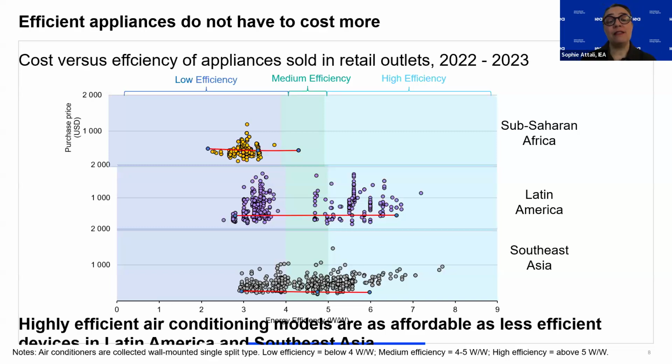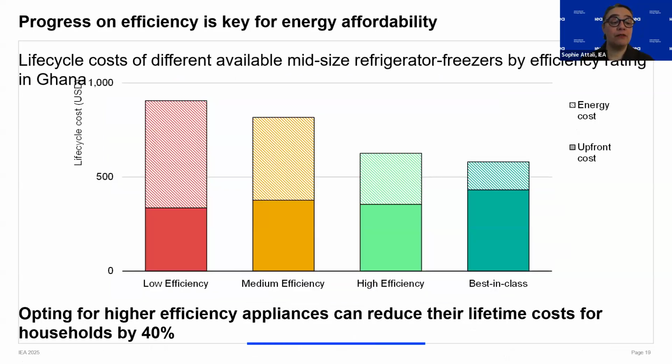And we hope that this type of graph can bring confidence to governments to take action and develop and update their appliance policies, because we know they bring results in terms of energy consumption reduction relatively quickly compared to other sectors, and that they are very positive for other aspects of the economy. So on the next slide, we will see one of these aspects, which is affordability.